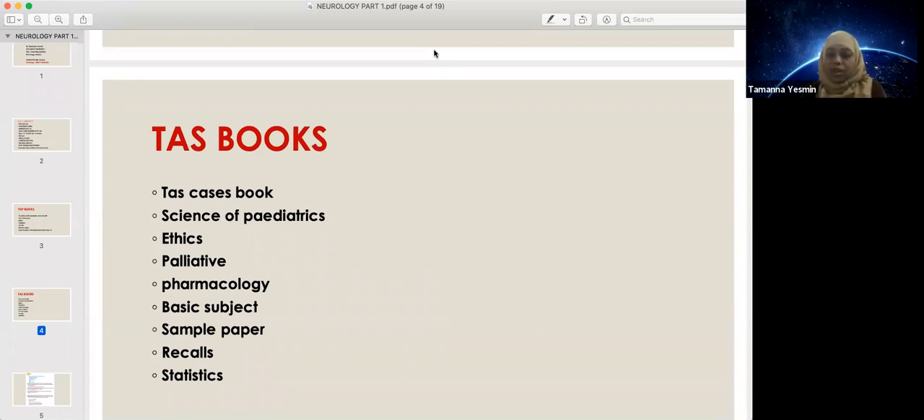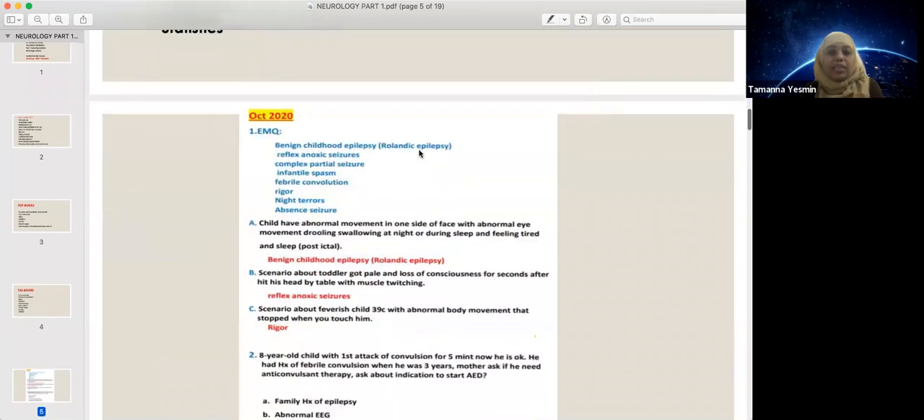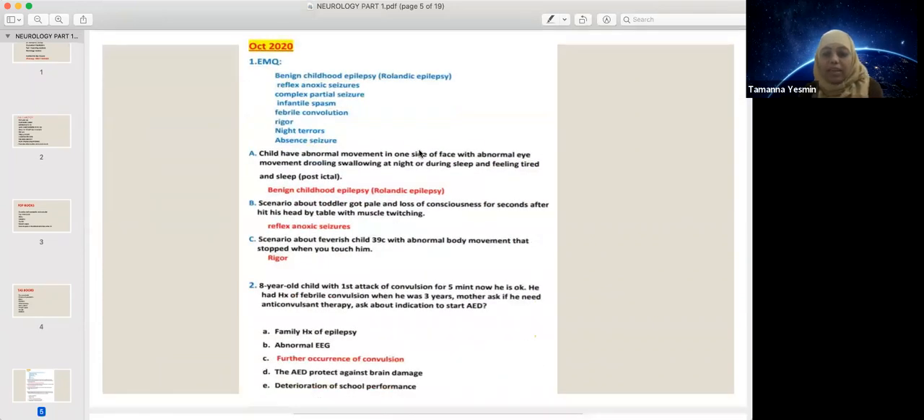Statistics is a bit tough, but I think you should not omit it, because in the MRCPCH AKP and also the MRCPCH clinical exam, you have to read statistics. And the Science of Pediatrics book has statistical chapters. If you go through that book, it will be very easy and a very reliable source for you, because it is actually published by RCPCH, so you can blindly trust that book.